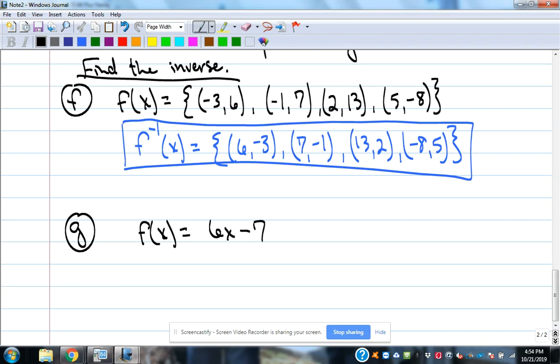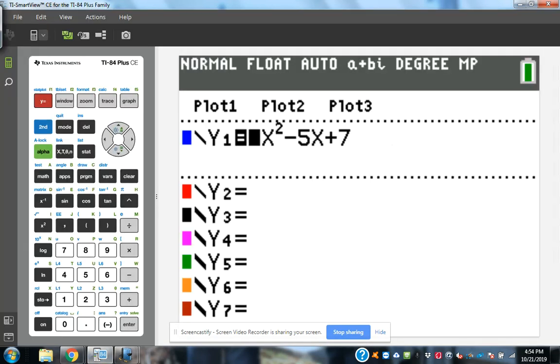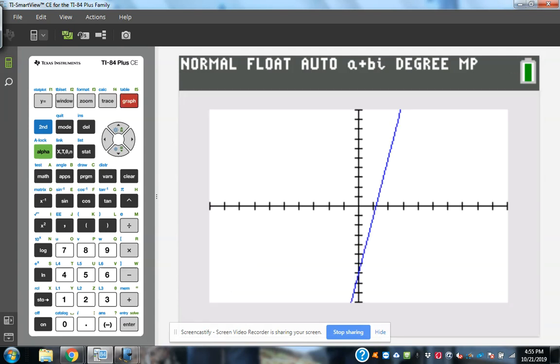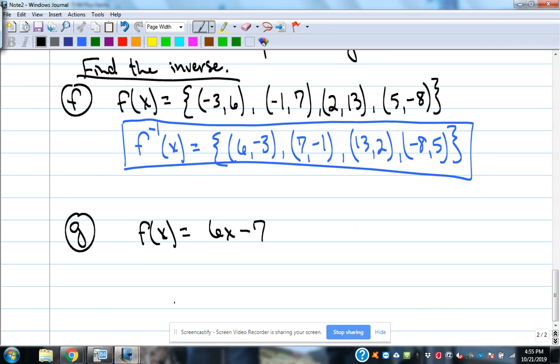If we graph it, just to verify that it is a one-to-one function, we do 6x minus 7, and that passes the vertical line test, and it passes the horizontal line test. So we know it's one-to-one. Okay, so we're just going to go with that assumption, and then we're going to find the inverse function.